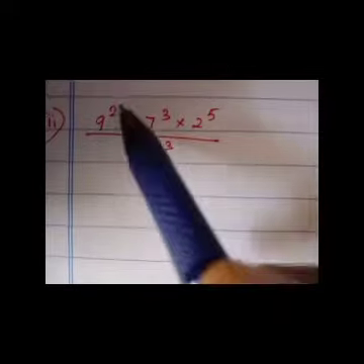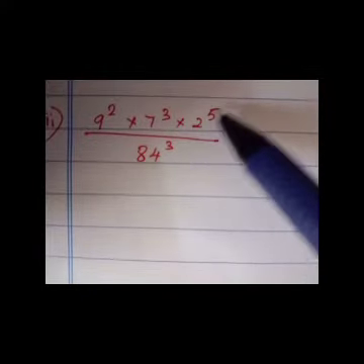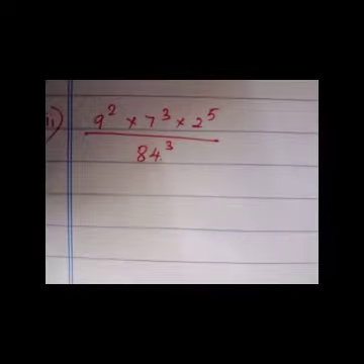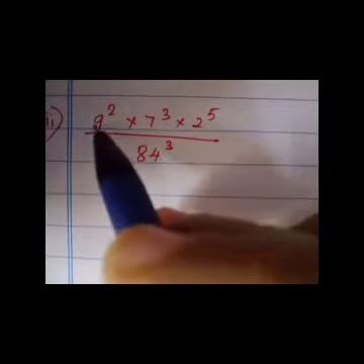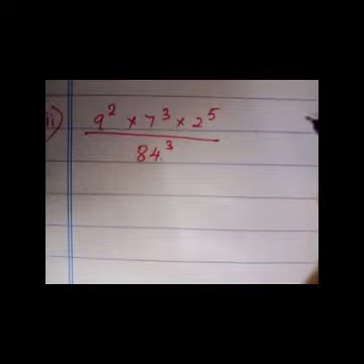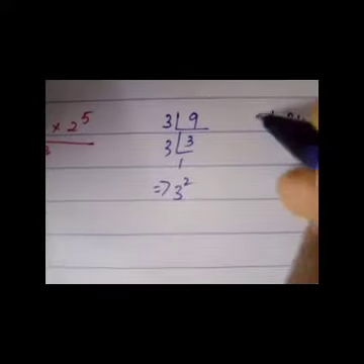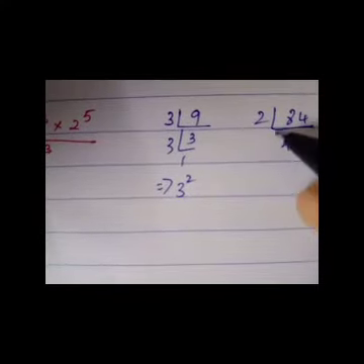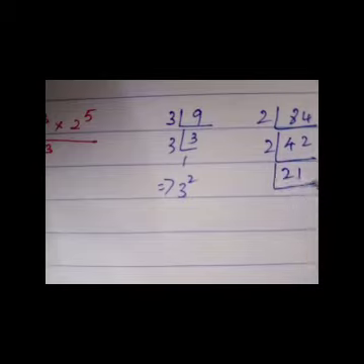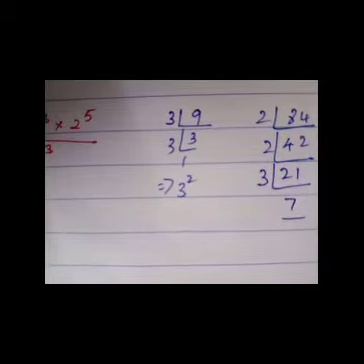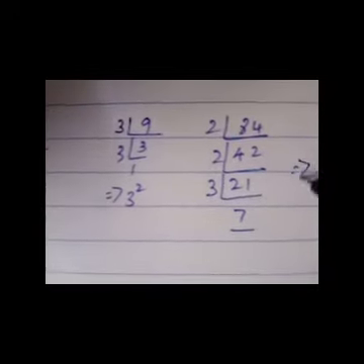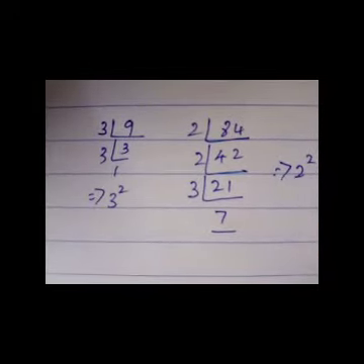Your question is 9 power 2 into 7 power 3 into 2 power 5 divided by 84 power 3. So take the factors of 9. If you take the factors of 9, 3 3s are 3 1s are, which is equal to 3 power 2. Now take the factors of 84. 2 4s are 2 times, then 2 2s are 2 1s are, then 3 7 times, which is equal to 2 power 2 into 3 power 1 into 7 power 1.